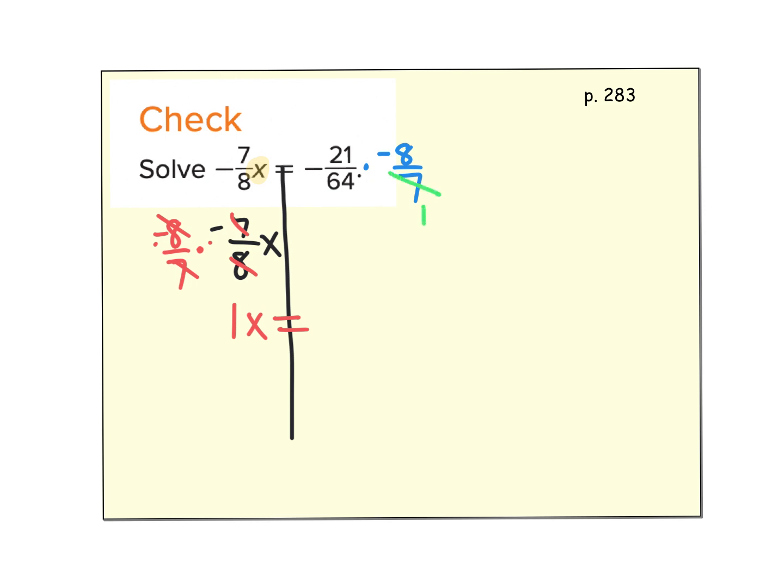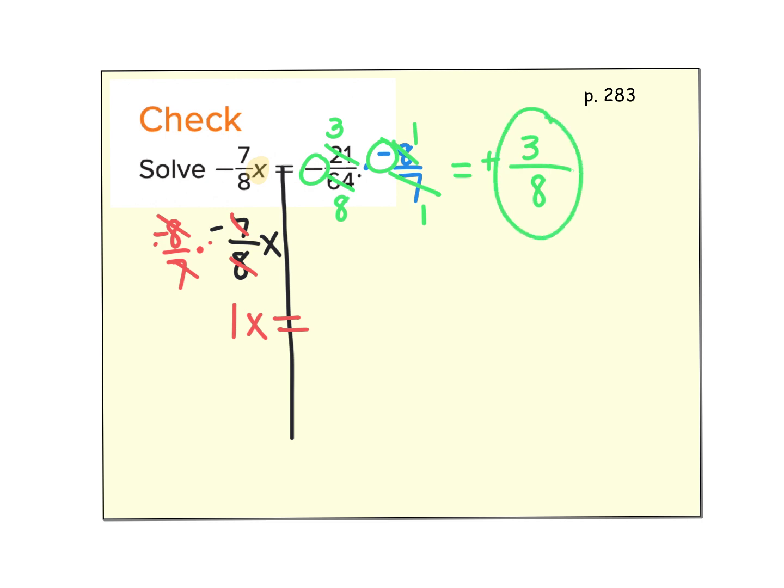7 goes into 7 once. It also goes into 21 3 times. Let's look at the other diagonal. 8 goes into 8 once, and it goes into 64 8 times. Now these numbers are a lot smaller. So if I times straight across, 3 times 1 is 3, and 8 times 1 is 8, and then a negative times a negative is a positive, so my answer is positive 3/8.